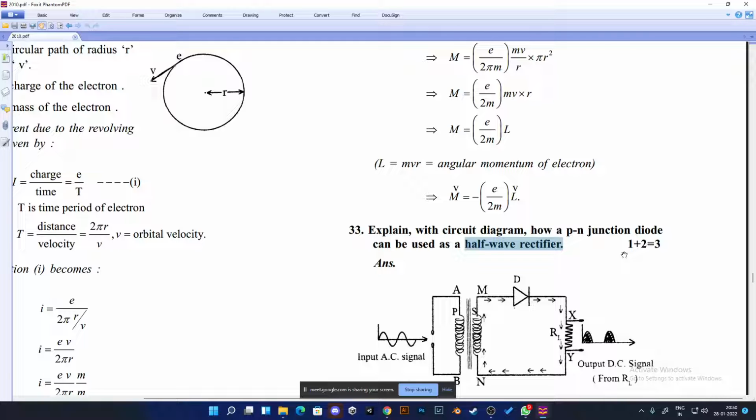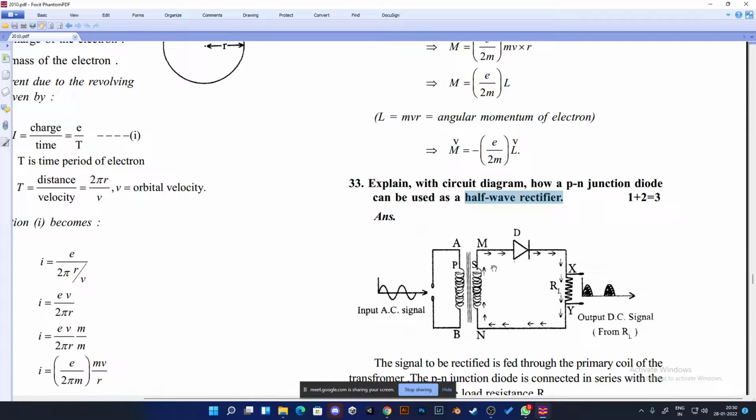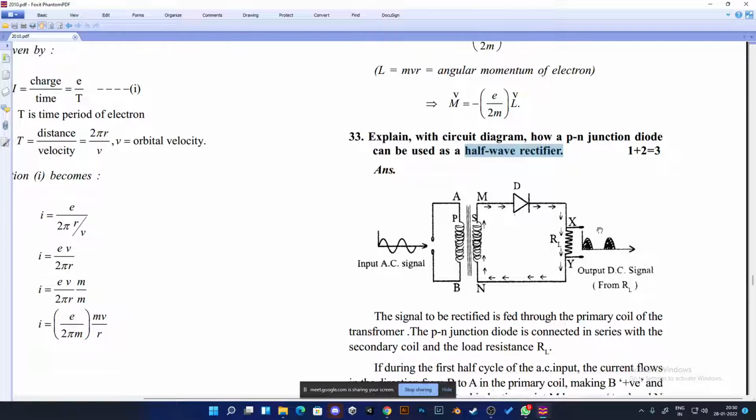Half-wave rectifier, okay. Remember I told you, right? There's a transformer, there's a primary coil, there's a secondary coil, yes or no? Yes, sir. In a half-wave rectifier, how many diodes do we use? One or two diodes? One. Look at this, 3 marks. 1 mark for this circuit diagram and 2 marks for explanation.